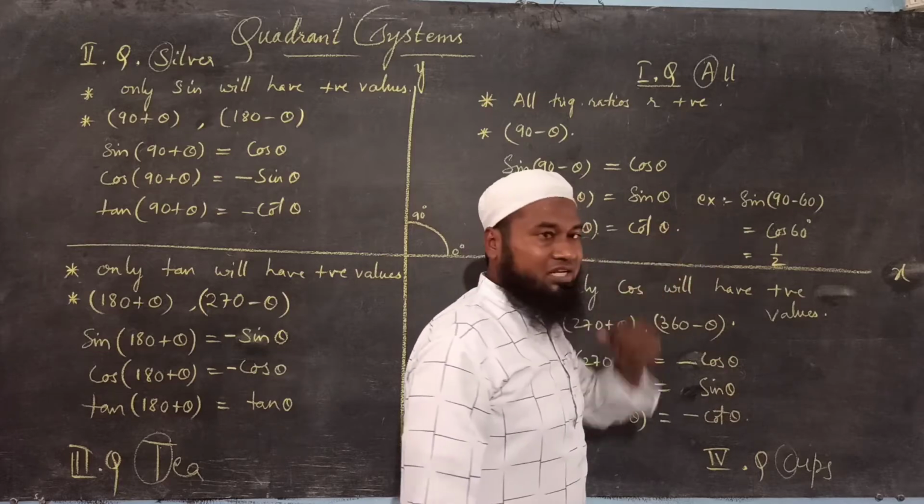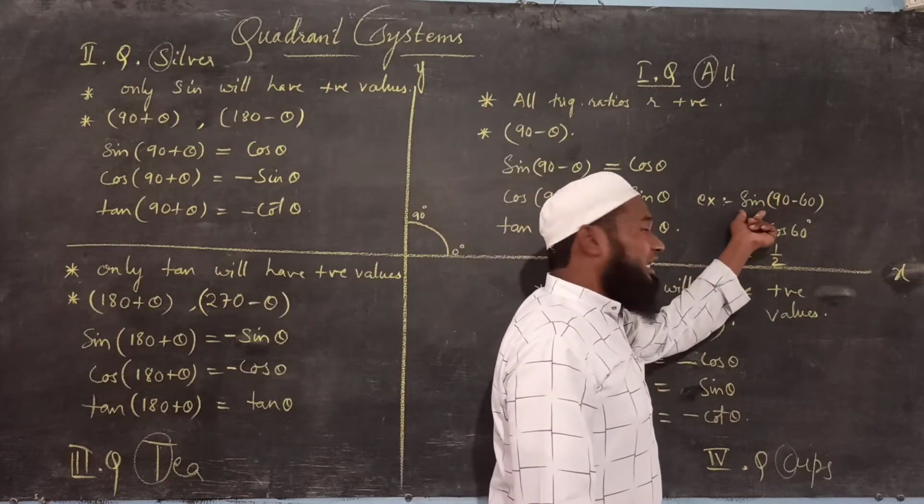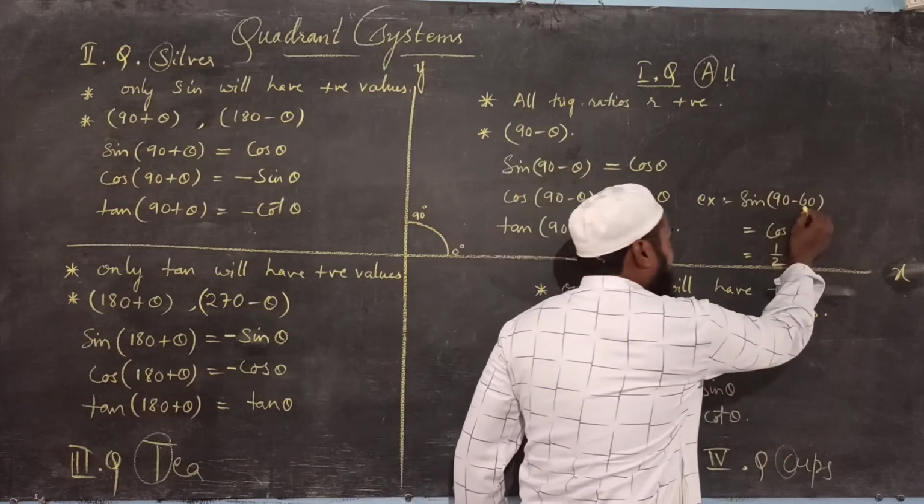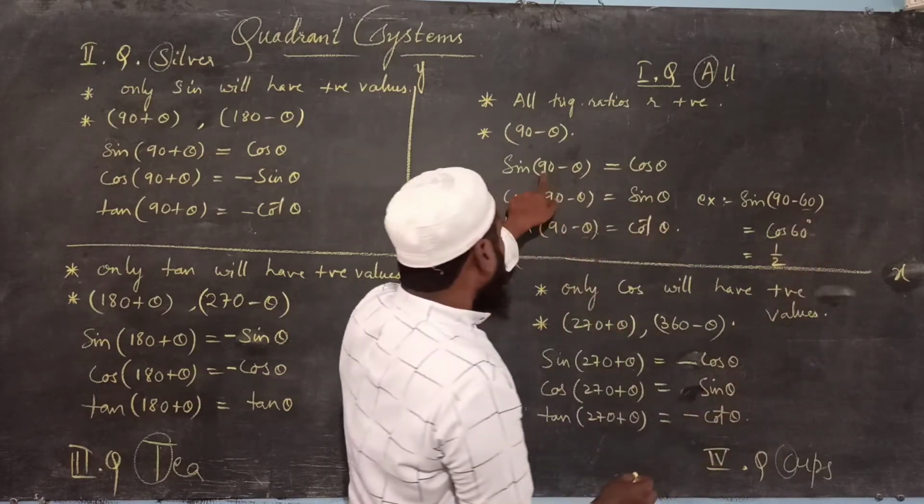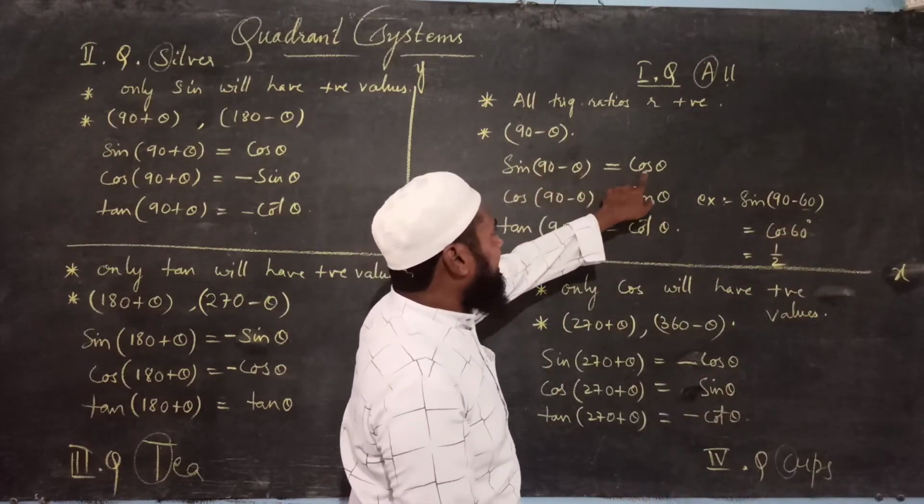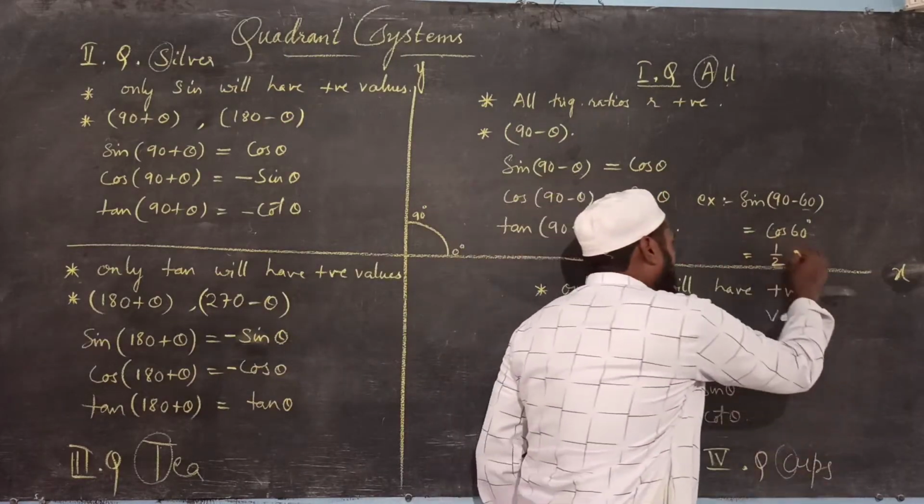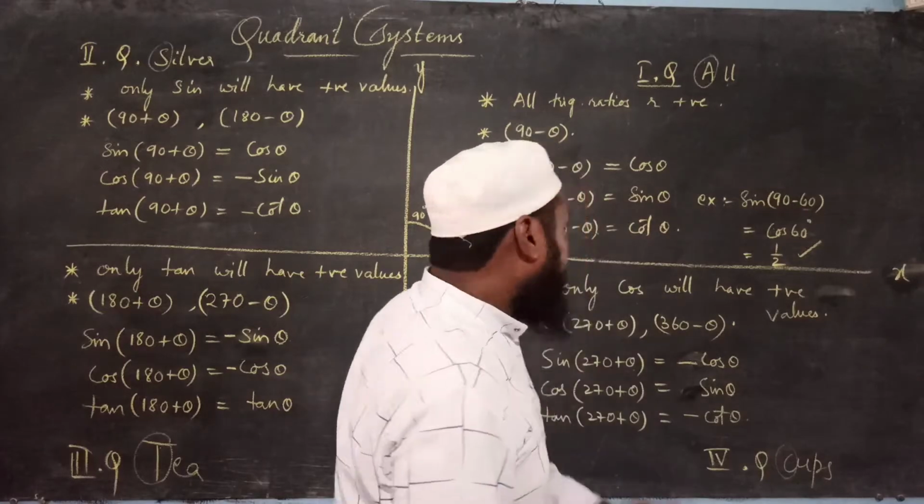Whatever number you get at theta place, just you have to write here. Like as I have given an example, sometimes you may get in derivation sin 90 minus 60 degree. So what is the answer? In theta place you have 60 degree. So it is in this form. Sin 90 minus theta, answer is cos theta. So cos 60 degree is answer. And the value of cos 60 degree is 1 by 2.